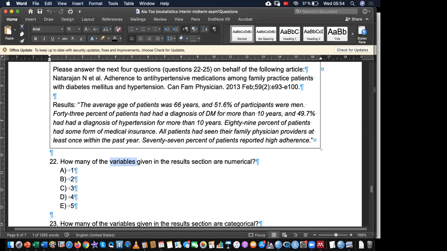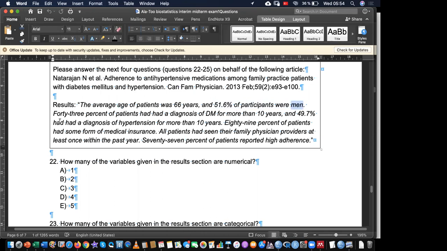The average age. Age is a variable? Numerical. Age is numerical, 1. 51% of the participants were men. Men, sex. Is it numerical?